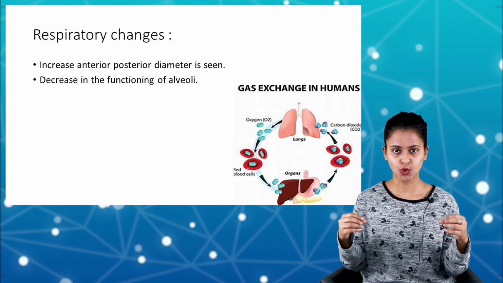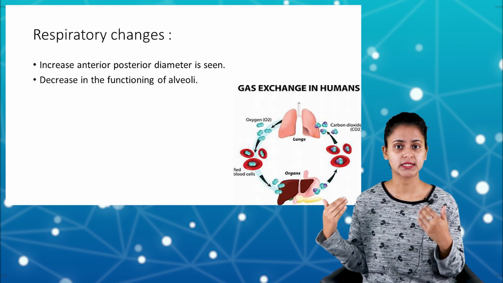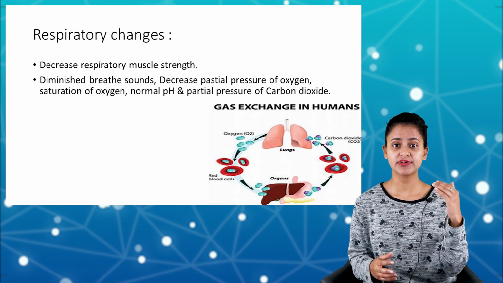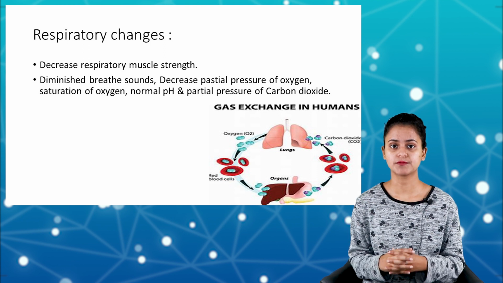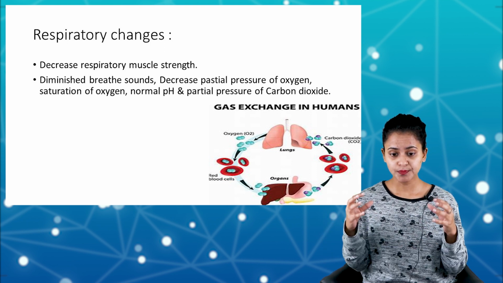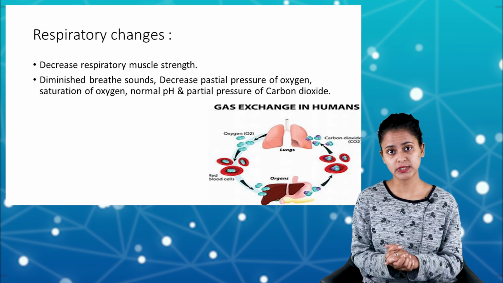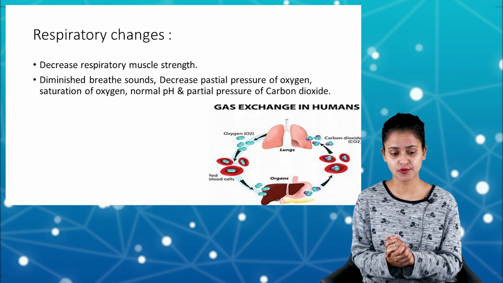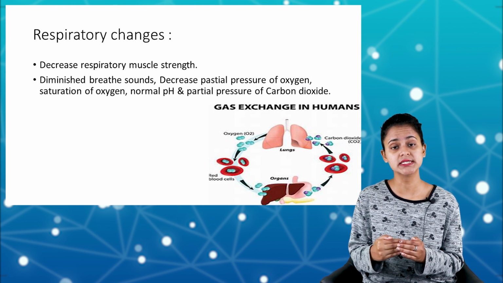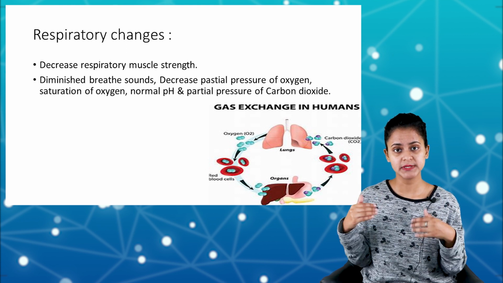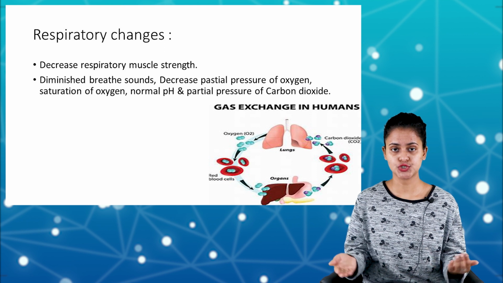functional ability of the alveoli of the lung for a person with the aging process. We're going to see decreased muscle strength, and diminished breath sounds are a very common finding among older individuals. So basically there will be a decrease in the partial pressure of oxygen. Often with older individuals we're going to see the partial pressure of oxygen decreased. Saturation of oxygen is also more likely to decrease.